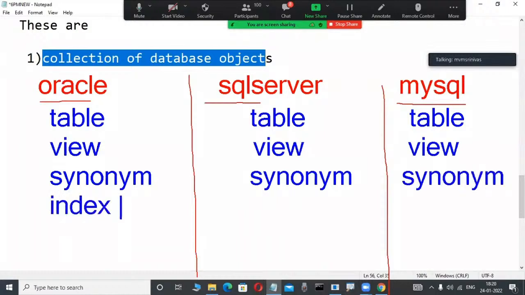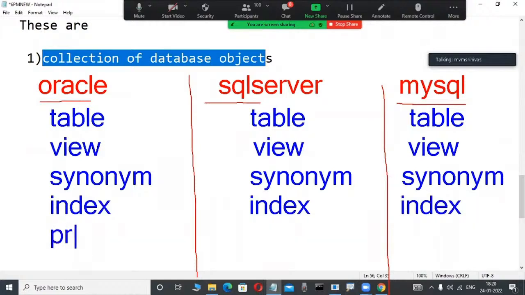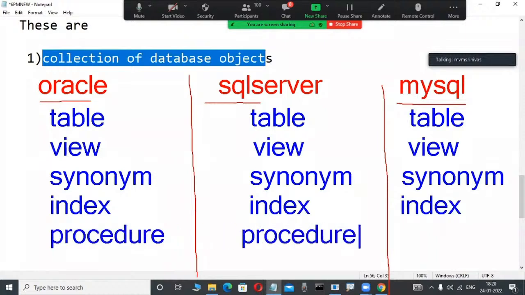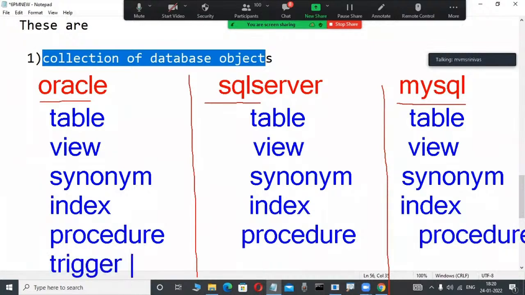Here index is there. Here also index is there. These are called objects. Okay, some terminology. What is this one? Big concepts only. Okay, fine. Now here a procedure is there. Here also procedure is available. Here also procedure is available. Here trigger is there. Okay, there is a database object. Here also trigger is there.